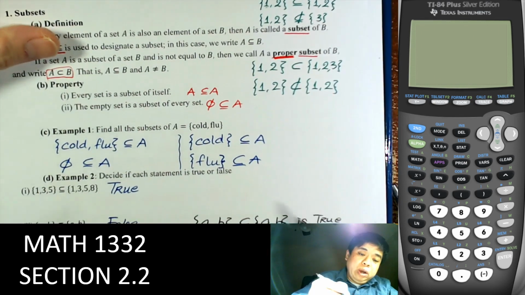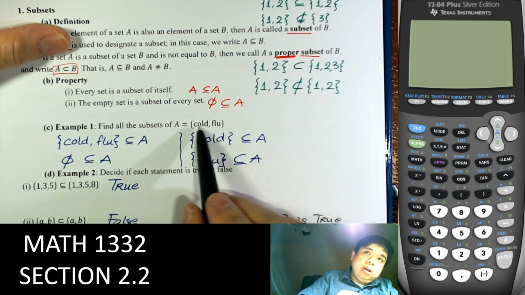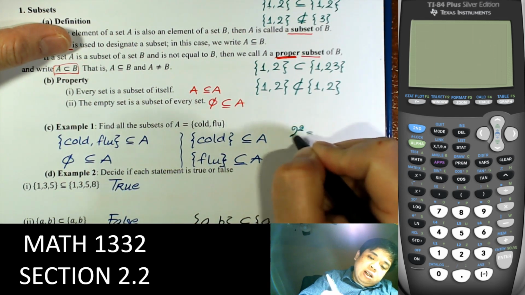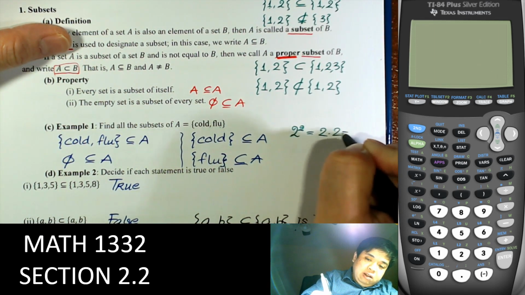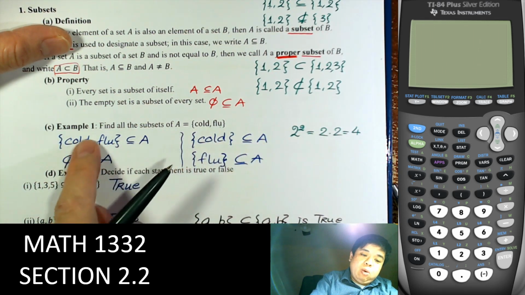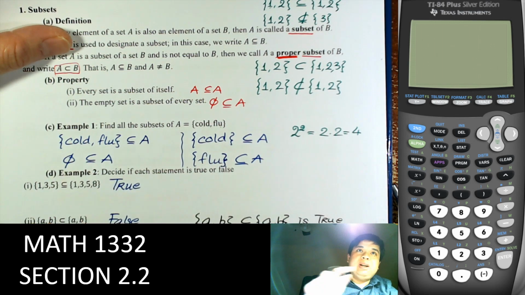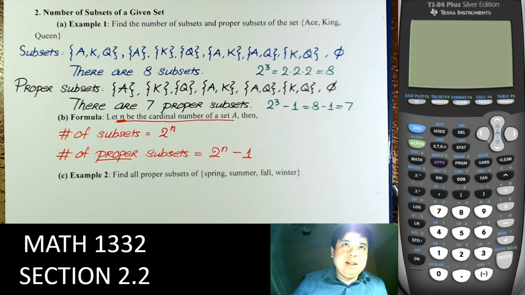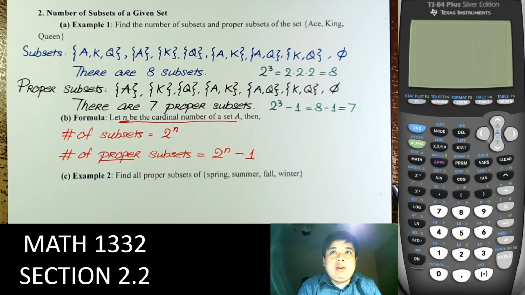On the first example, this set has 2 members, so we have 2 to the second, that gives us 4. So we have 4 subsets of A, 1, 2, 3, and 4. Right? So just 2 to the number of members in the set. If it is a proper subset, we have that number minus 1.